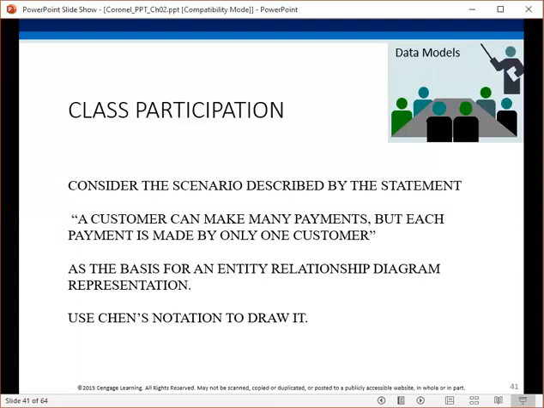Okay. Consider the scenario described by this statement. A customer can make many payments, but each payment is made by only one customer. So, as the basis for an entity relationship diagram representation, use Chen's notation to draw this. So go ahead and take a minute and draw what you think it should look like.